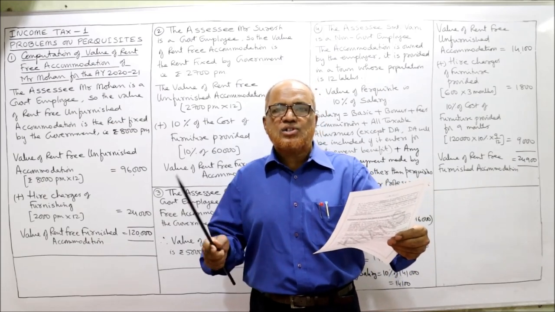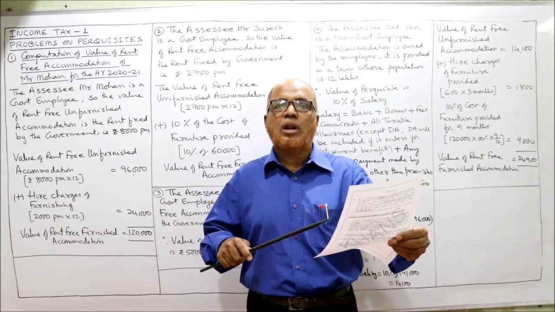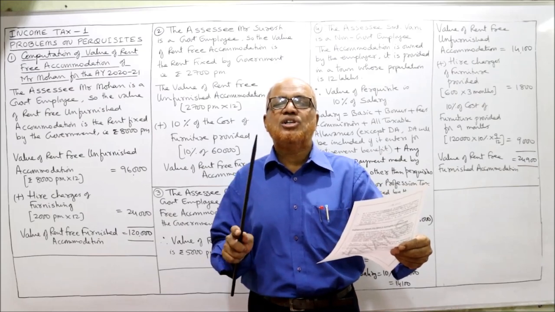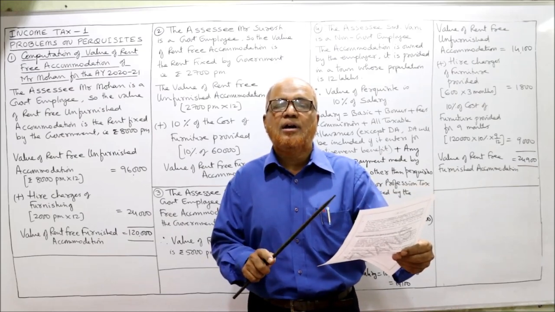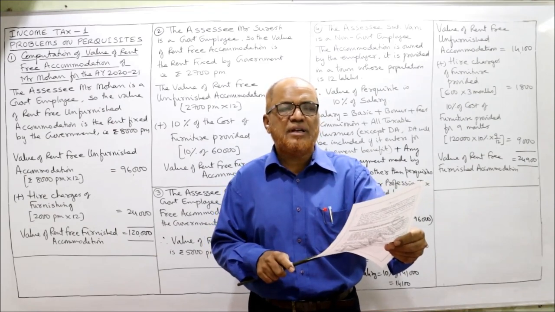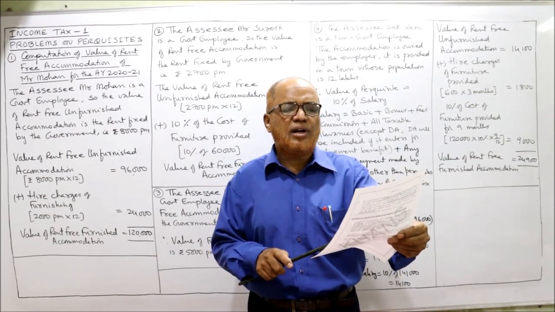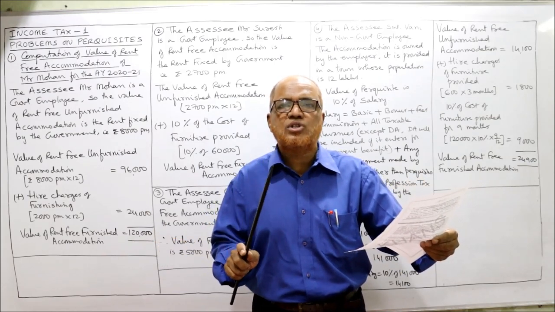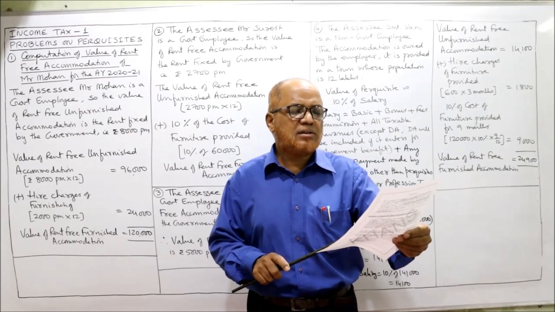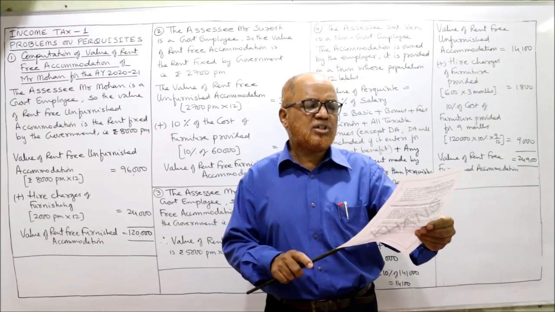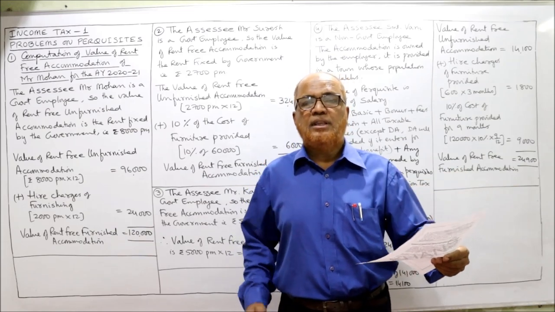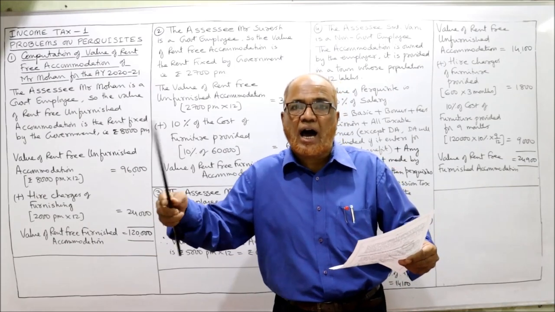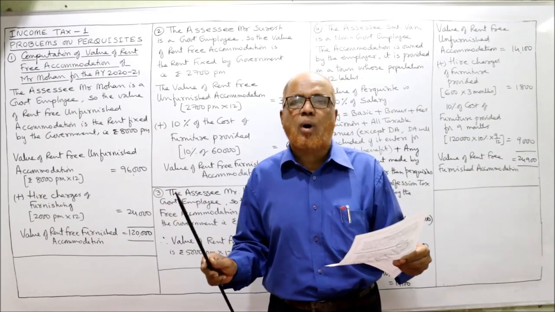See, again, just like the previous problem, this is also a problem of a government employee. When he is a government employee, the value of rent-free unfurnished accommodation is the rent fixed by the government. We should not take into consideration basic pay, DA, CCA, children education allowance. All these things we don't require. We require only the rent fixed by the government. Here one more thing is given. He is provided with rent-free accommodation in an apartment which is hired by the department. The accommodation is not owned by the department, but is hired by the department. Immaterial, we don't require it.